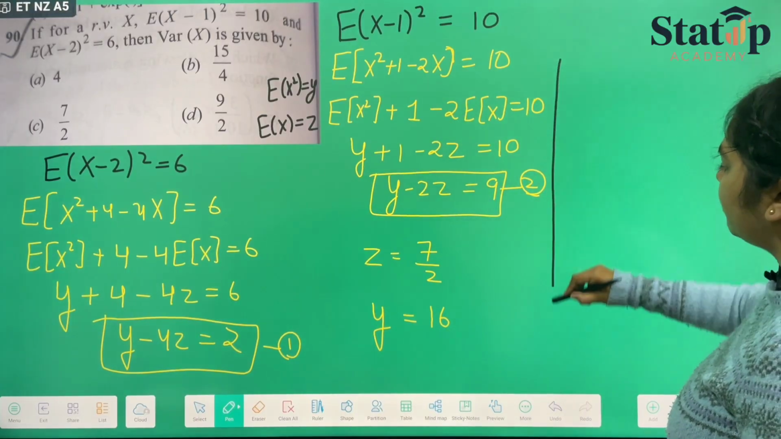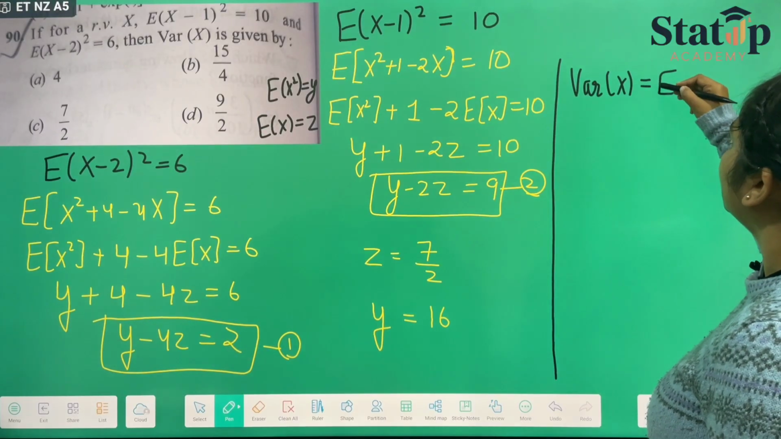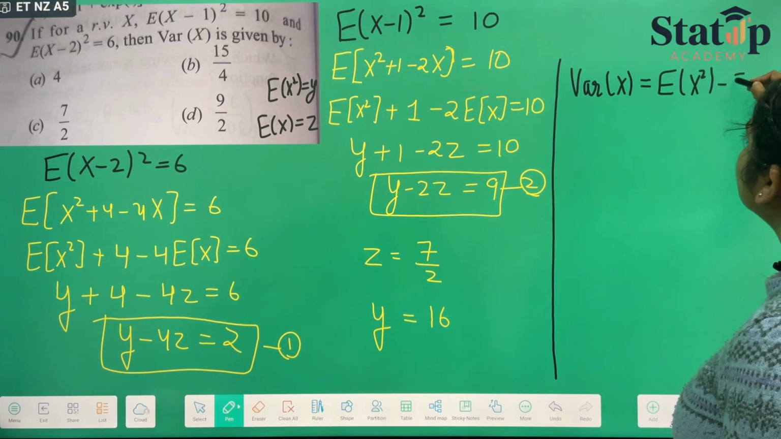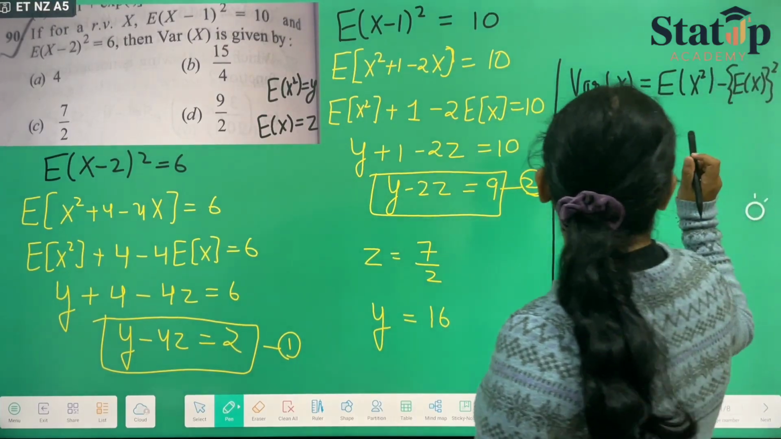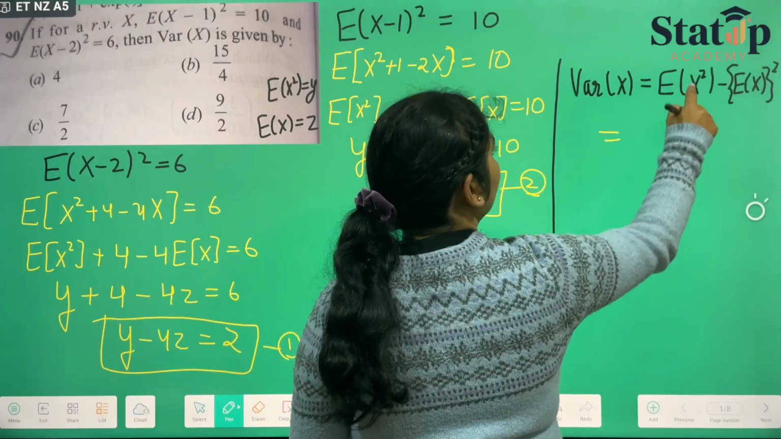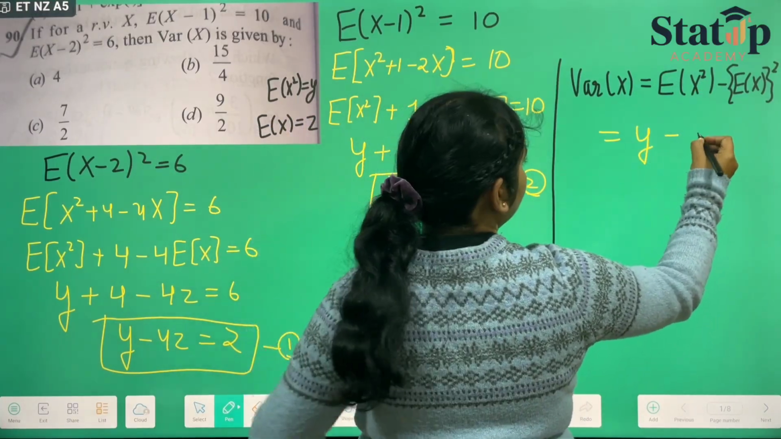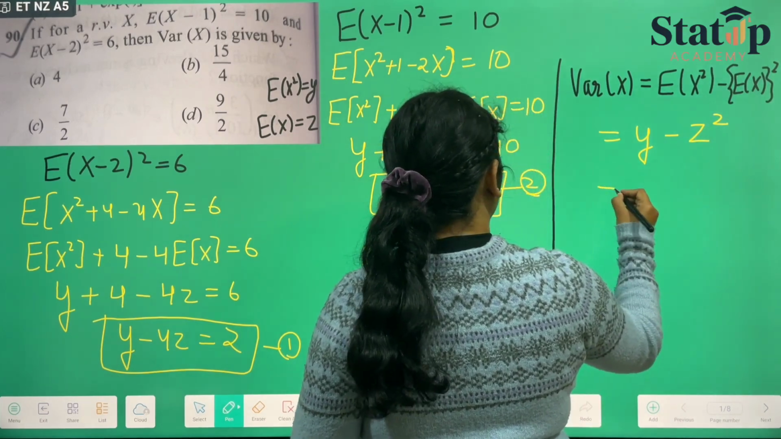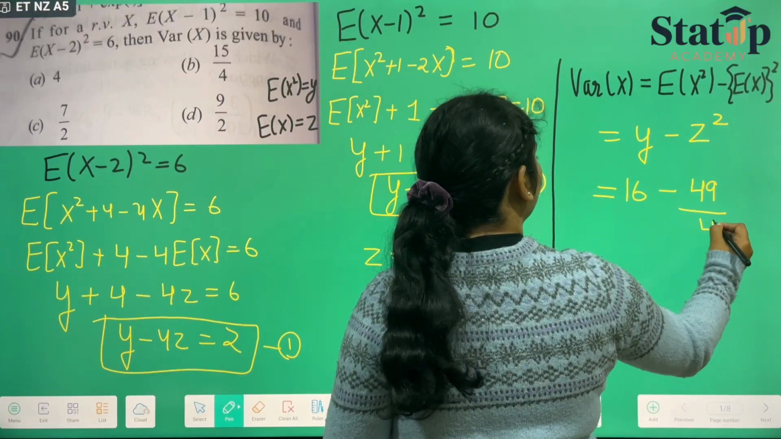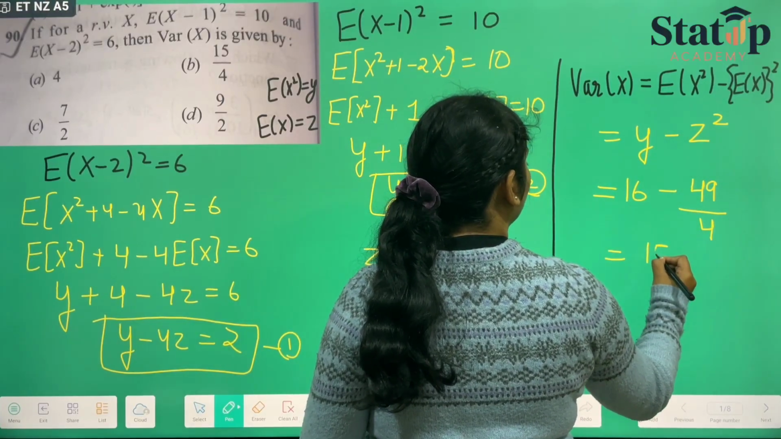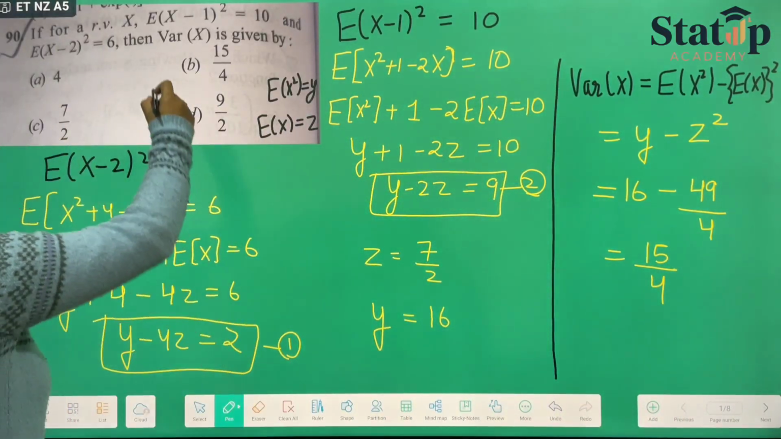Now they have asked us the variance of x. We know that variance of x has the formula expectation of x square minus expectation of x whole square. This is our formula for variance. Keeping the values, expectation of x square we have taken as y, minus expectation of x is z, so it will be z square. So it will be 16 minus 49 upon 4. If we subtract, we get 15 upon 4 as our answer, which forms our option number B.